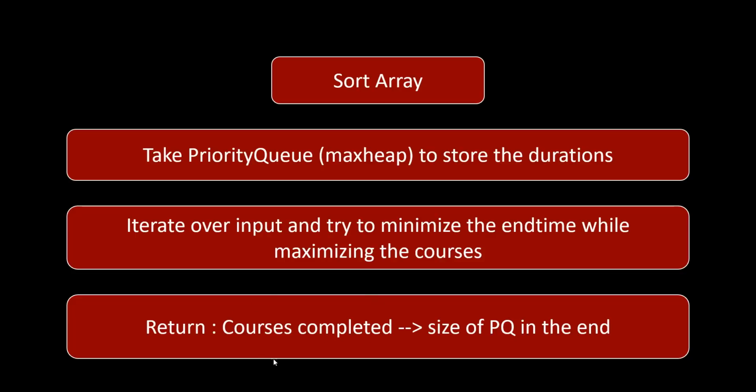So this courses completed would be equal to the size of your priority queue at the end, because all the courses that you are going to take up are stored in your priority queue at any given point of time. So let's just go and code it out and see what all conditions we are going to apply.